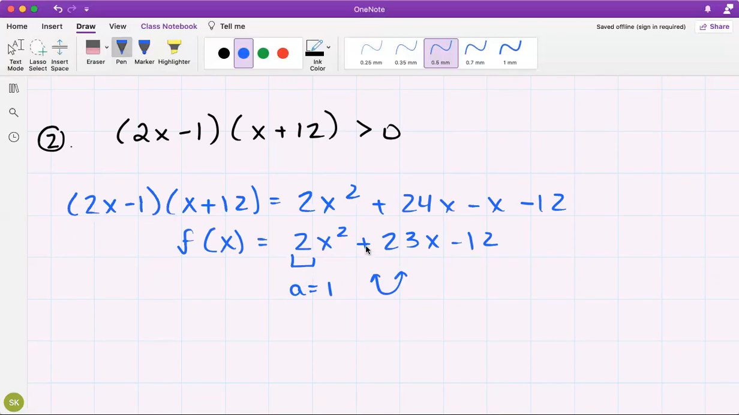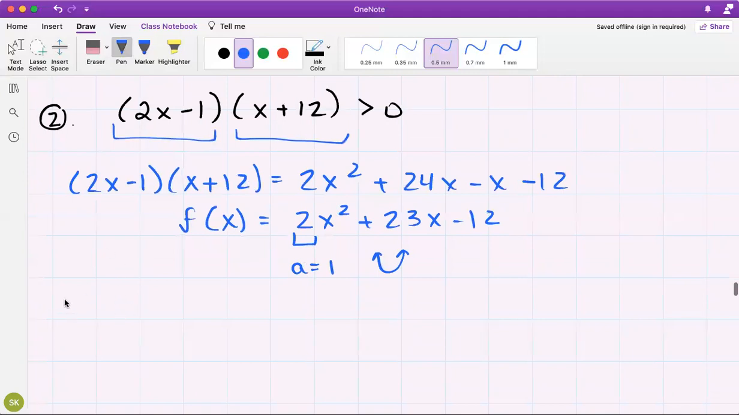I could also find the vertex if I really wanted to. I don't need to find the vertex because I have it in factored form, which will give me the x-intercepts. And having the x-intercepts, because there are 2 of them, halfway between those x-intercepts will lie the vertex. It'll either be above the line y equals 0 or below it. So let's try to sketch this.